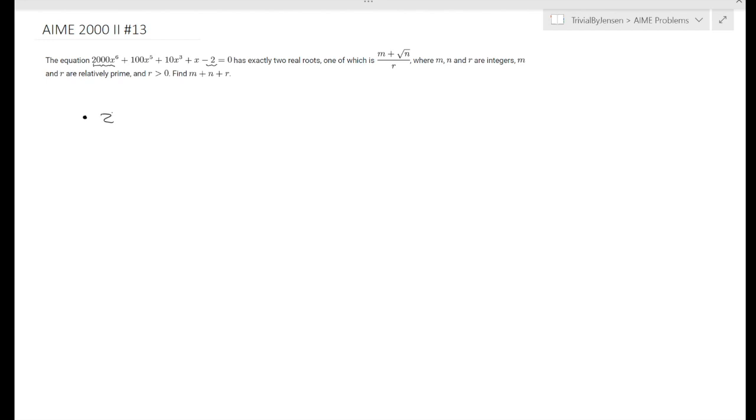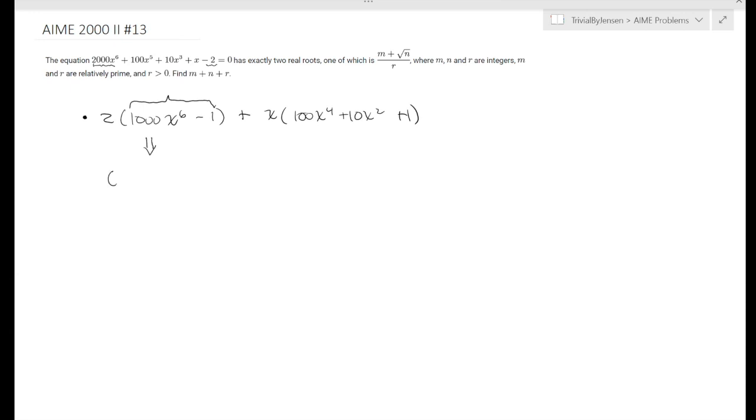So we have 2, let's factor out the 2, times 1000 x to the 6th minus 1. And then for the other three terms, the only factor we can take out of there is an x, so we have 100x to the 4th plus 10x squared plus 1. Okay, so now notice that this expression right here is very nice. It's actually a difference of cubes. Well, we can factor difference of cubes in a special way, so let's deal with that.